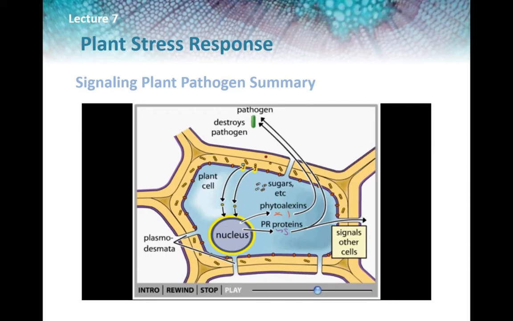When a plant encounters the pathogen, one of its first responses is to produce polysaccharides. These polysaccharides can strengthen cell walls, making it harder for the next pathogen to break through. They can also plug plasmodesmata, preventing certain pathogens, such as viruses, from migrating to neighboring cells.